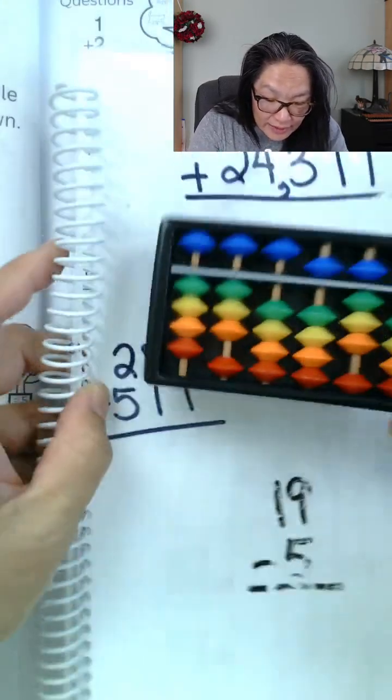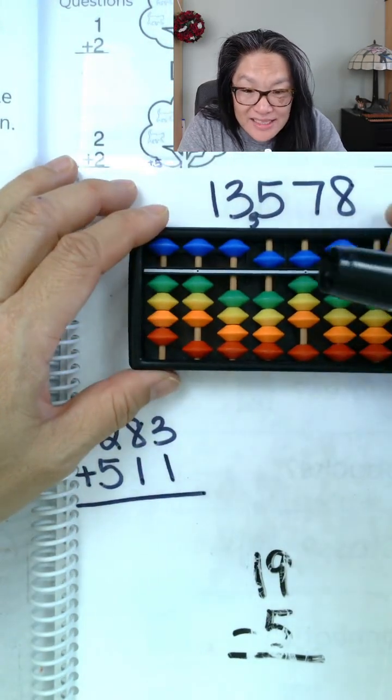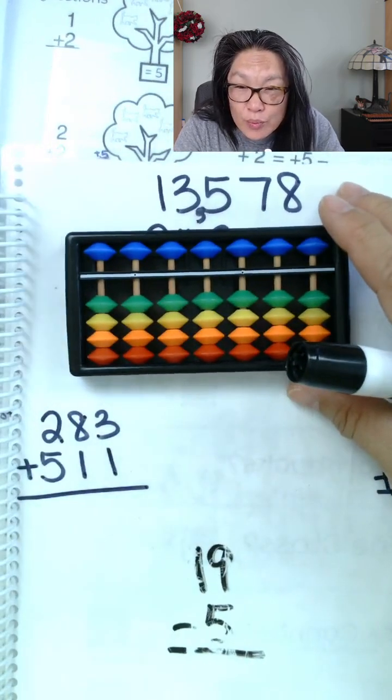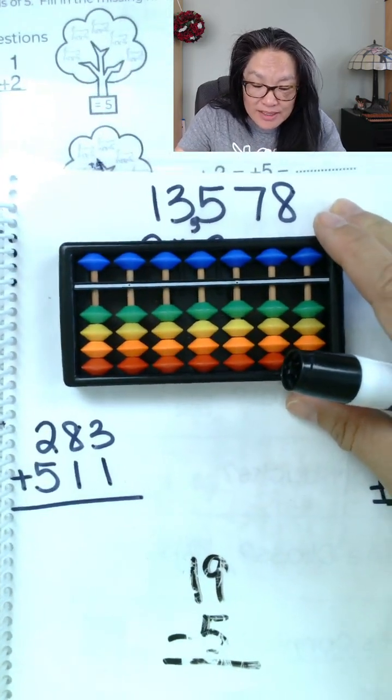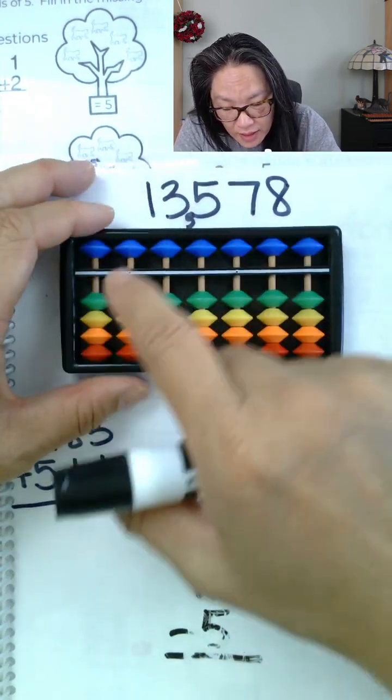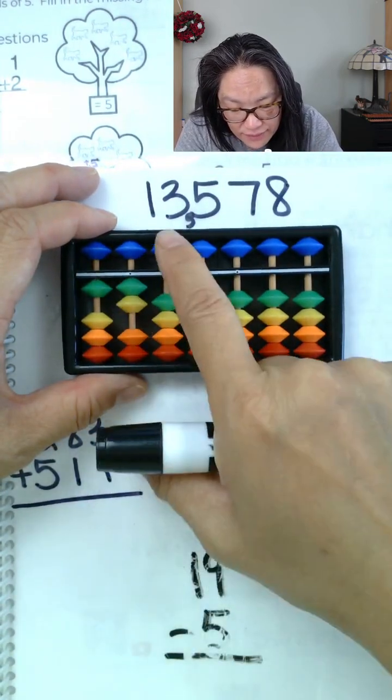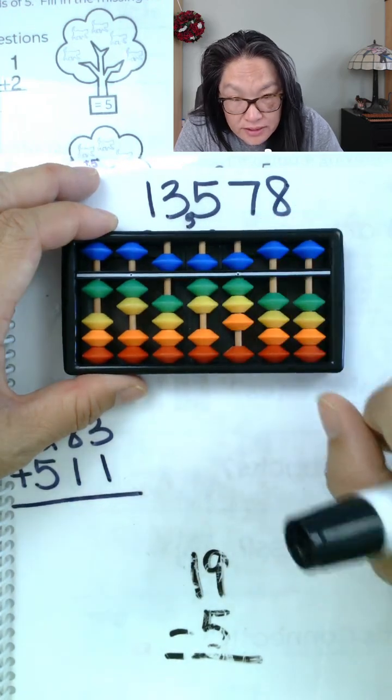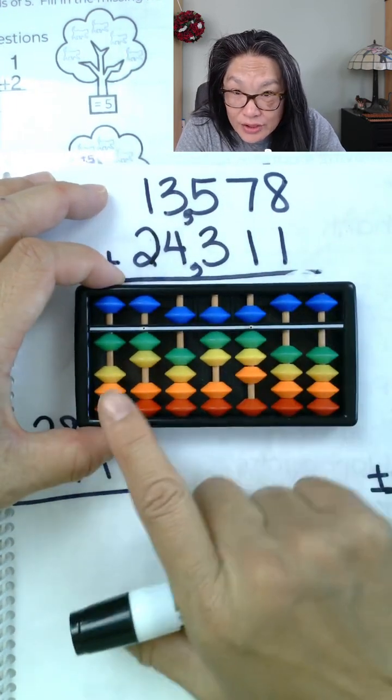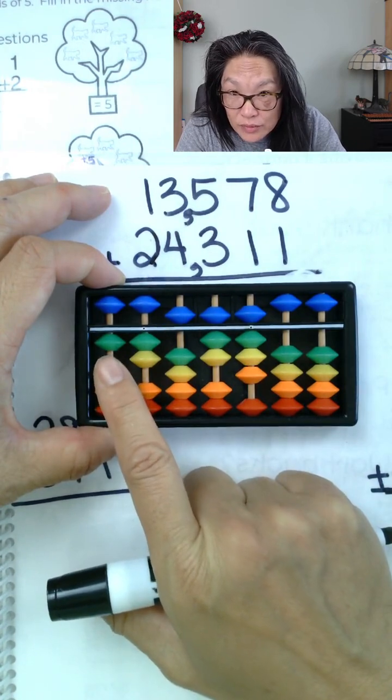We could do it again. Wow, it's a big number. It's not so big when you break it down because abacus makes it into manageable chunks. We have 13,578. And then what are we going to do? We're going to add 20,000.